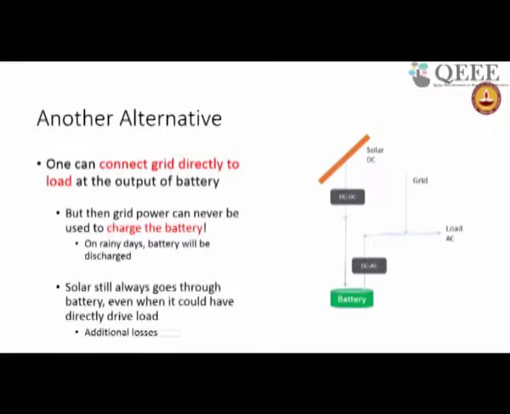unless the power cuts are 20 hours. If grid power is off for 4, 5 hours, 6 hours, even 8 hours, the grid power could have charged the battery and kept the battery full all the time, so that whenever power goes off, I could have used it. That was one of the objectives.